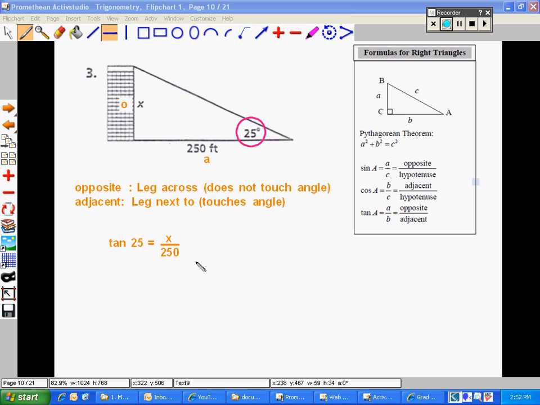So now I've set up my ratio, I need to solve for x. I need to find the length of the missing side. In this picture, it's finding the length of the building. To get x by itself, I have to multiply both sides by 250. When I multiply both sides by 250, the 250s cancel out on this side, and I get x all by itself. So now I just type this into my calculator and get an answer.